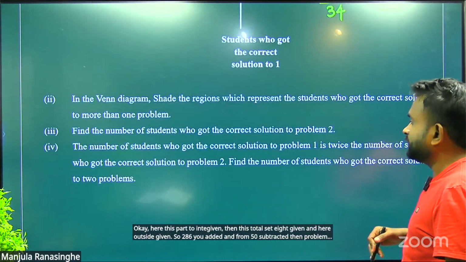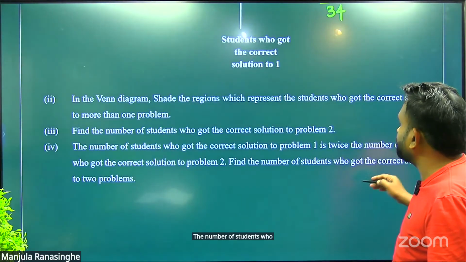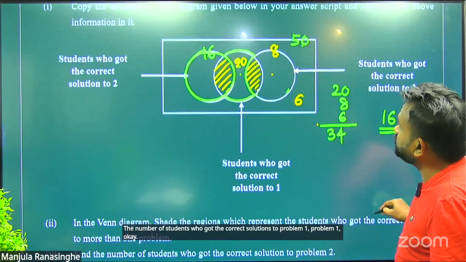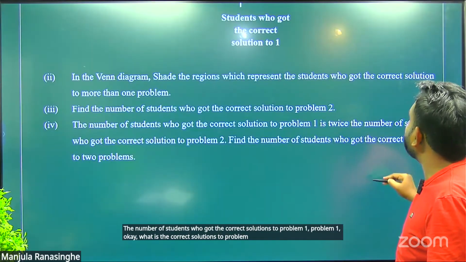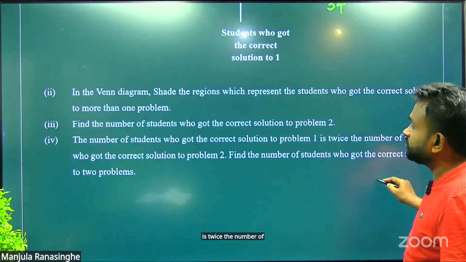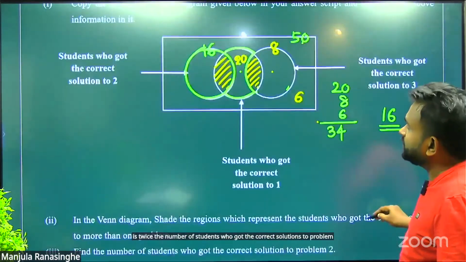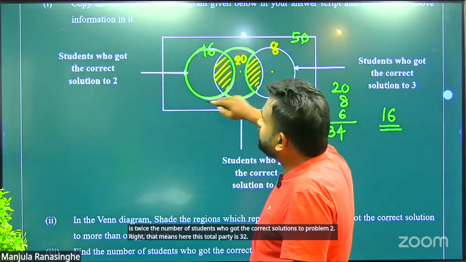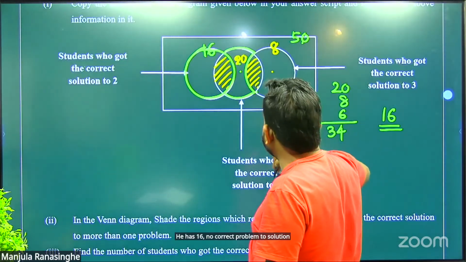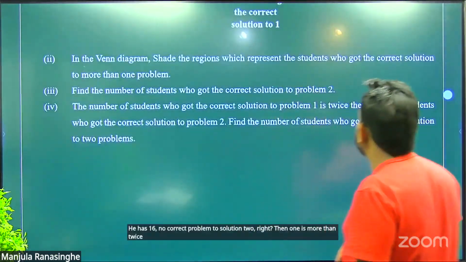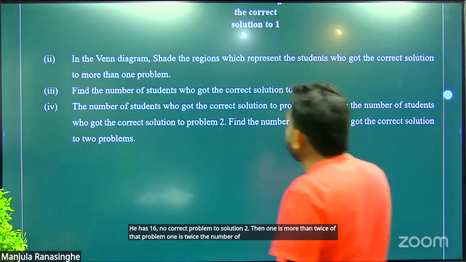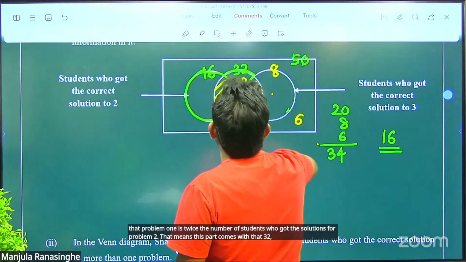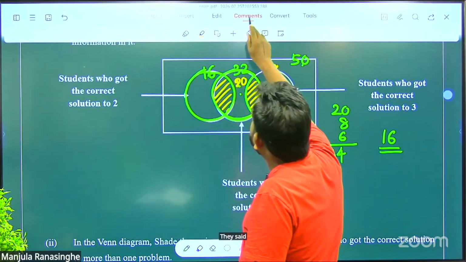Okay, the number of students who got the correct solutions to problem 1 is twice the number of students who got the correct solutions to problem 2. Right, that means here this total part is 32. Here 16 got the correct solution to problem 2, right? Then problem 1 is twice that. Problem 1 is twice the number of students who got the solutions for problem 2. That means this part comes to 32. Sum of this set is 32. This set is now 32. Okay, right?